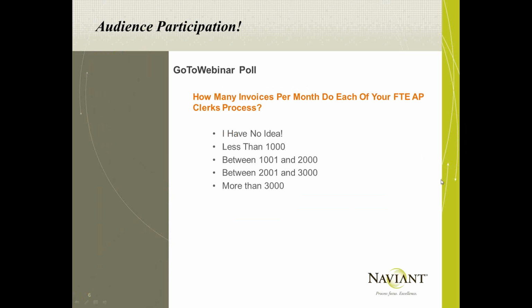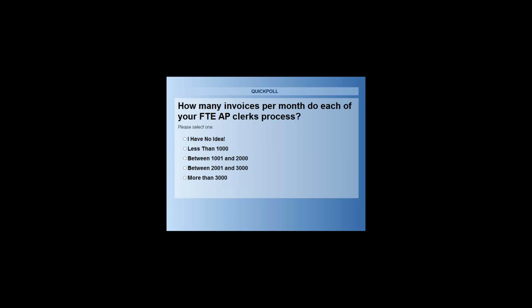So we're going to pop up a poll really quick here. Let me see if I can get that going. All right, there we go. You should see a poll on your screen at this point in time asking the question, how many invoices per month do each of your full-time equivalent accounts payable clerks process? Either you might have no idea if you're not privy to that information, less than 1,000, in the range of 1,000 to 2,000, between 2,000 to 3,000, or more than 3,000. So please take a moment to answer that question for us.